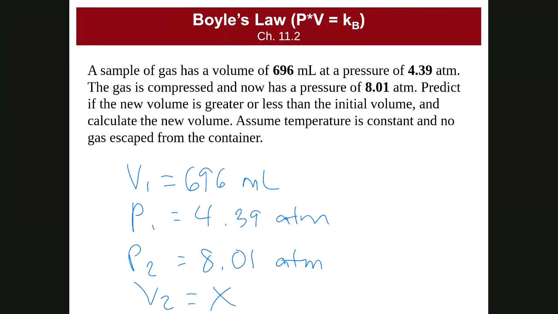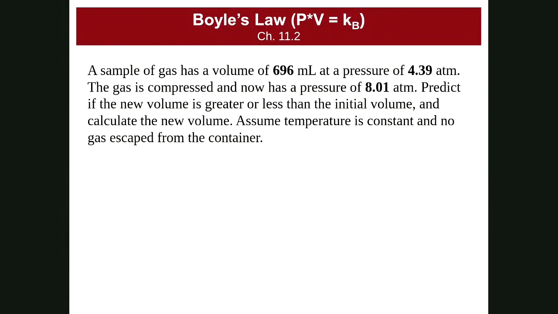All right, so let's do our prediction first. Our original volume was 696 milliliters and our original pressure was 4.39 atmospheres. We increased the pressure to 8.01 atmospheres. So because pressure and volume are inversely related, when pressure goes up, volume goes down. So our new volume should be lower than our original volume. So let's check. We're going to use the equation that I just showed you, P1 V1 equals P2 V2.